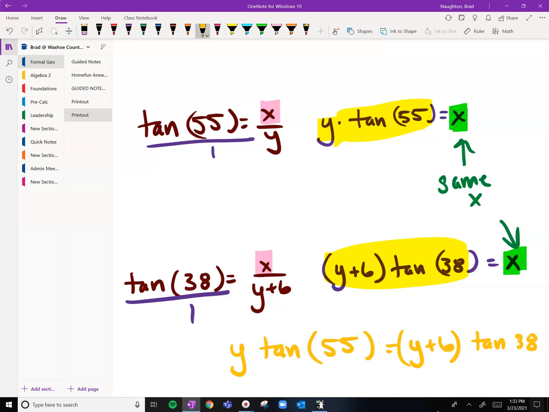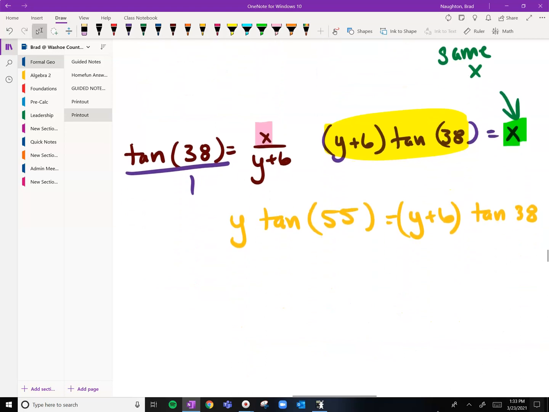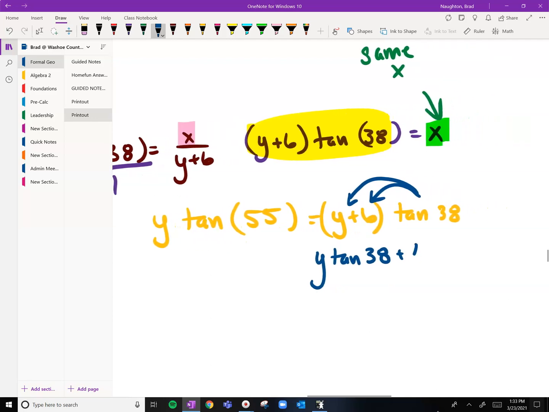Now again, if this is a spot where you need to put in your decimals, then I suggest that you do that right now. If not, I'm going to solve this algebraically and do all my tangents at the end. So I'm going to distribute here, and I'm going to get Y tangent 38 plus 6 tangent 38. And then over here, this is still Y tangent 55.